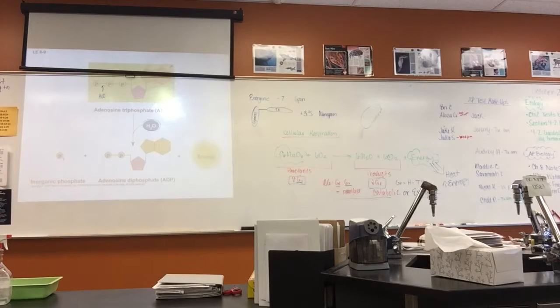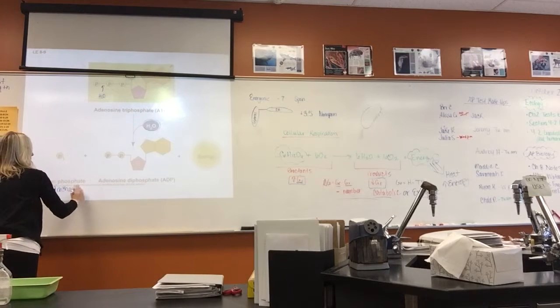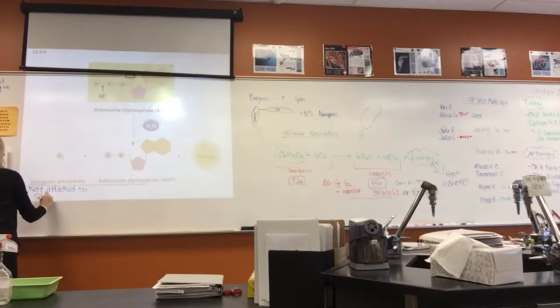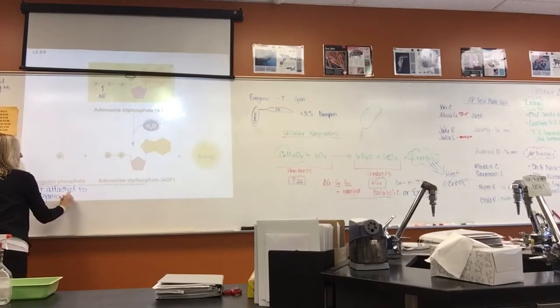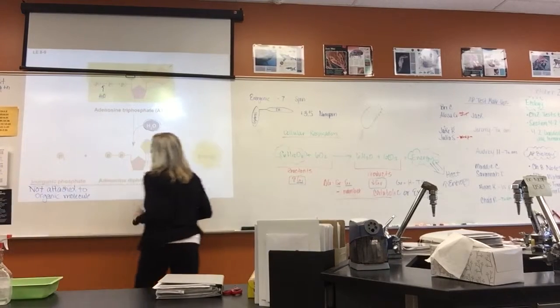Notice it says P with a little sub-I. The I stands for inorganic. What does that mean? Whenever you see a P with a sub-I, it just means the phosphate group is not attached to an organic molecule. It's kind of off by itself, it's not attached here. So that's all that means. So the phosphate group is off.